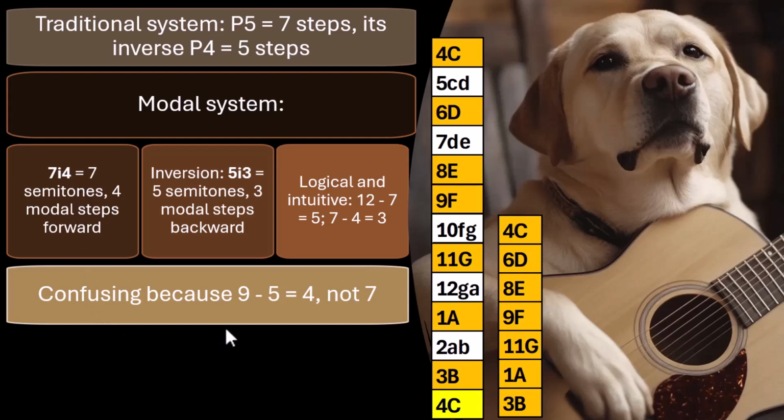Now, you can get around that. You could say, well, you just learn the rule that you take 9 minus whatever the scale degree is, and then you get the inverse. And it's like, okay, yeah, you can find workarounds and stuff, but you shouldn't have to. It should be completely logical.